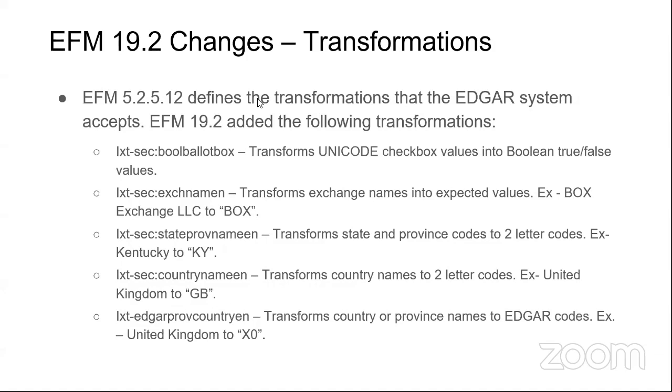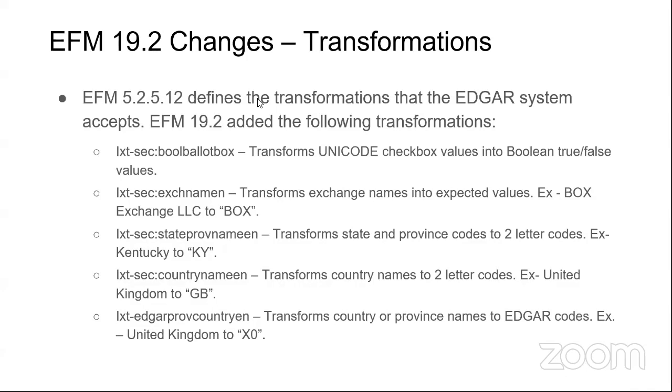There's also the exchange name English being added to convert an exchange name from a typed value that is more human readable to an SEC value. For example, Box Exchange LLC can be transformed to just Box, which is what the SEC is actually expecting for an exchange name. There are also transformations for state province names and country names. So you can transform a state and province name into a two-letter code, so Kentucky to KY, or you can transform a country name into a two-letter code, for example, United Kingdom into GB.